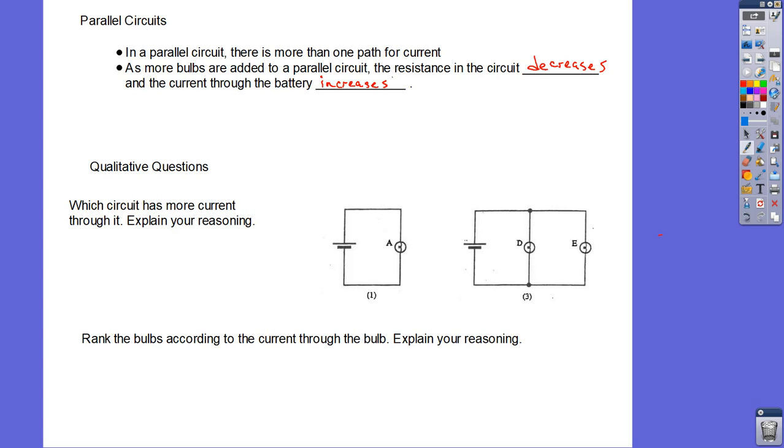Okay, so this is really important. A lot of students want to just say that adding bulbs to a circuit automatically increases resistance, and that's not true all the time. It depends on whether you're adding in series or parallel.